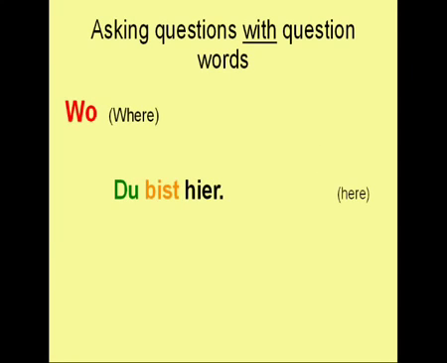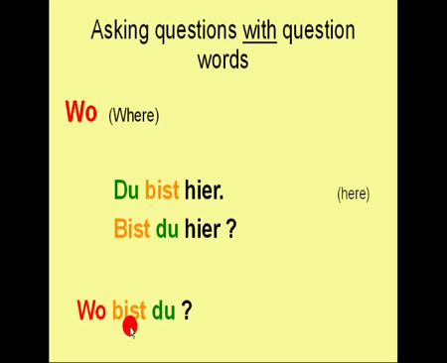As you learned before, the sentence du bist hier, meaning you are here, can be turned around into a question by switching the position of the subject and the verb and asking, therefore, bist du hier? Now when we want to ask that question with a question word, we simply keep the constellation of these two words, the verb and the subject, and simply put the wo in front of these two words. Wo bist du? So you see, this stays the same like in this question.